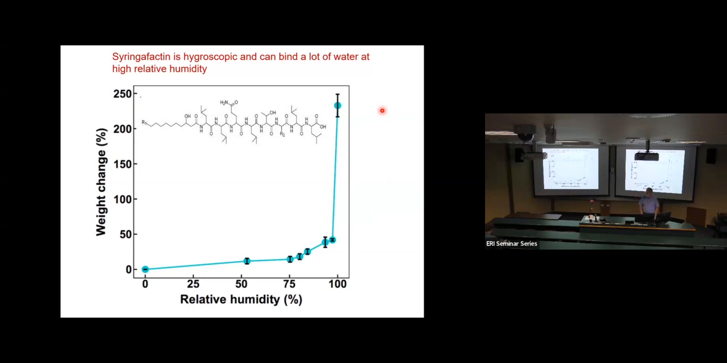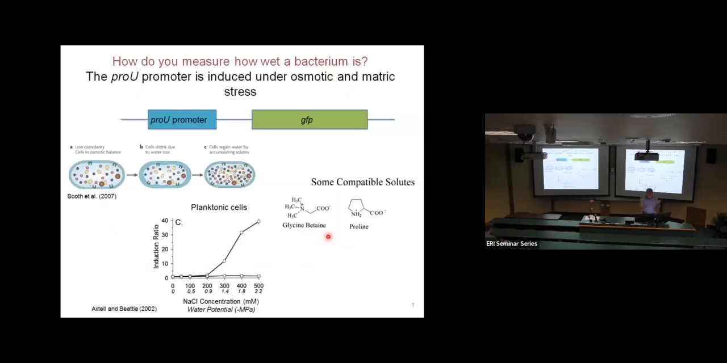And the other trait that I wasn't really aware of until we started working with syringafactin is that many of these types of molecules are very hygroscopic. They bind water. In this case, the syringafactin made by Pseudomonas syringae can bind 2 to 5 times its mass in water. So again, bacteria are by nature aquatic organisms. Here we're having them grow on a frequently dry leaf. So having the ability to somehow hold on to water might be quite important.